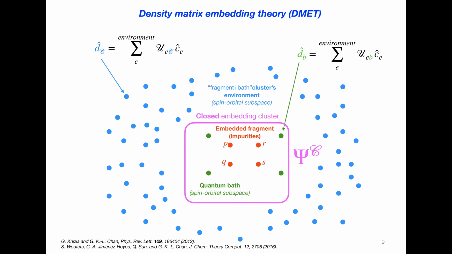Right, so once you have it, what happens in DMET is that you just close the cluster that consists of the fragment and the bath. You just close it and you solve the Schrödinger equation for that closed cluster, which means that you do throw in the trash the blue spin orbitals, so the environment.